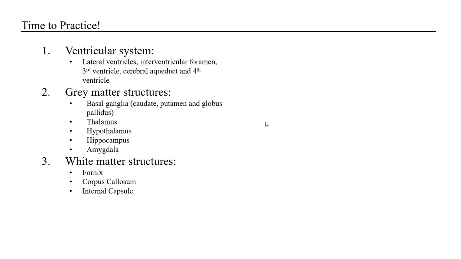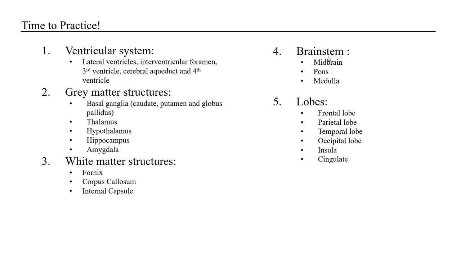Okay, let's practice. So we're going to go through the structures on an MRI: the ventricular system. We're going to look at the basal ganglia, gray matter structures, thalamus, hypothalamus, hippocampus, amygdala, and the fornix, corpus callosum, internal capsule with white matter structures. We'll look at just the major brainstem structures in this lecture, and then the lobes.